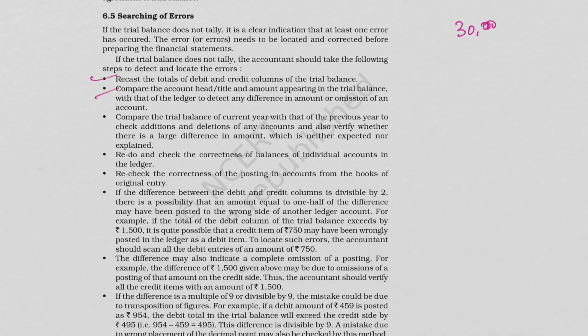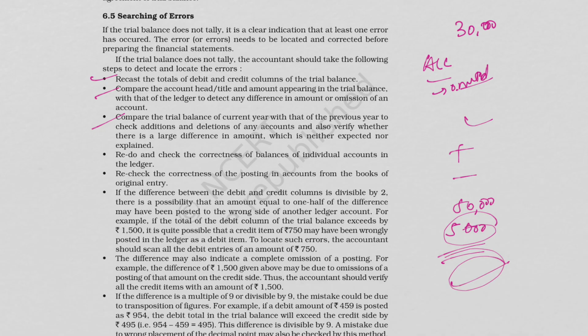Third, we have to compare the previous year's trial balance. Comparing the current year's trial balance with the previous year's trial balance helps us to check whether any account has been omitted or not, and whether there are any unusual increases or decreases in balances. For example, if last year the wages were rupees 50,000 and this year it suddenly shows rupees 5,000, it may indicate an error. So this comparison with the previous year helps to identify any unexpected difference.